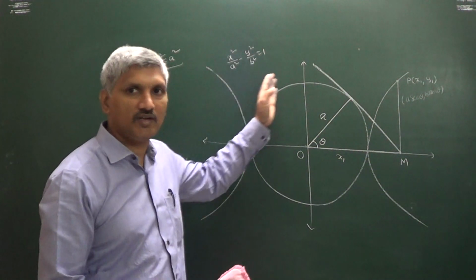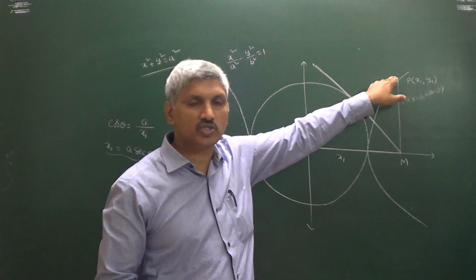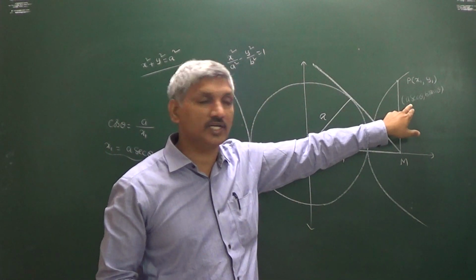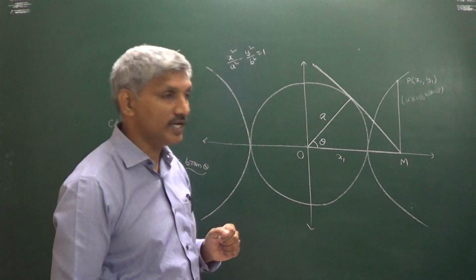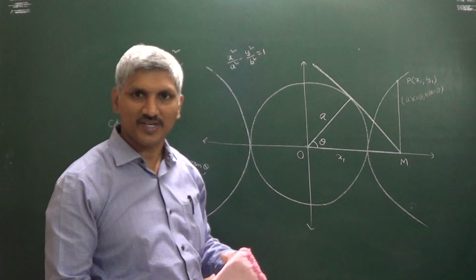So for the auxiliary circle we got x square plus y square is equal to a square, and the parametric equations of the hyperbola are x is equal to a secant theta and y is equal to b tan theta. This theta is linked with the parametric equations.